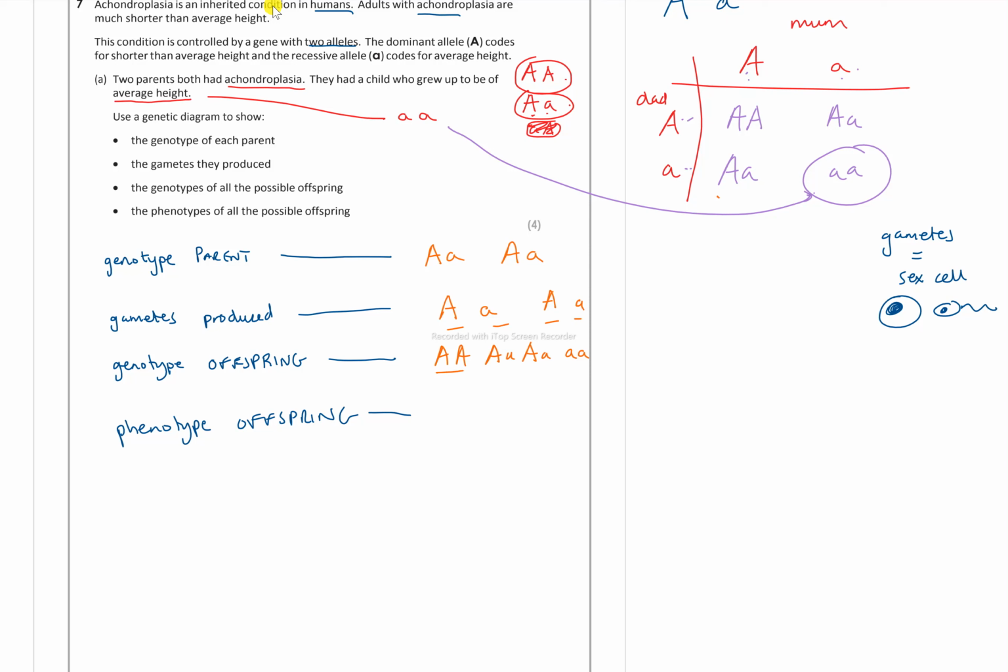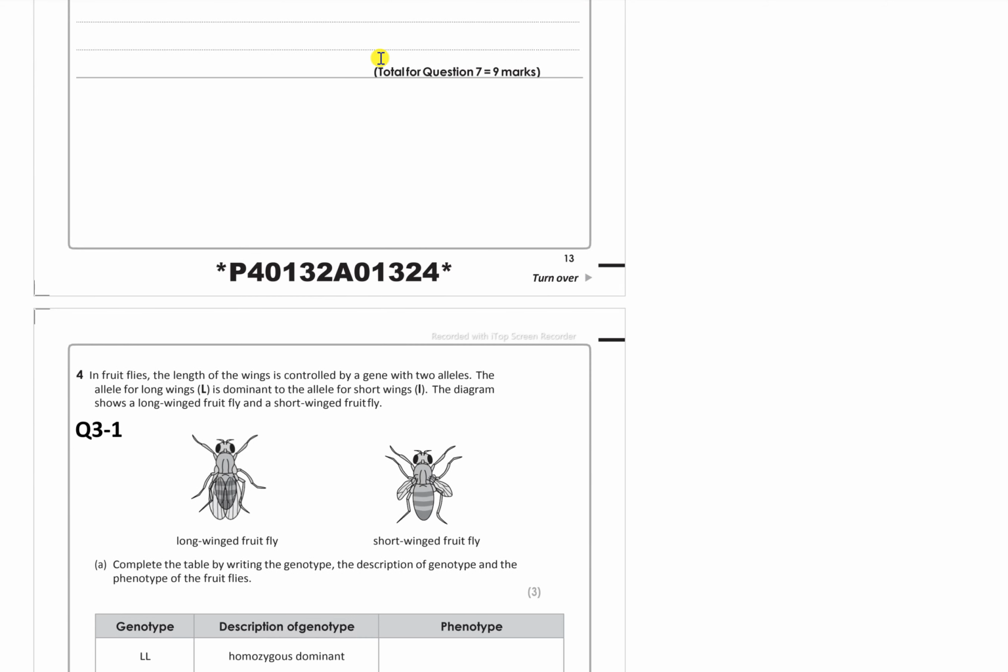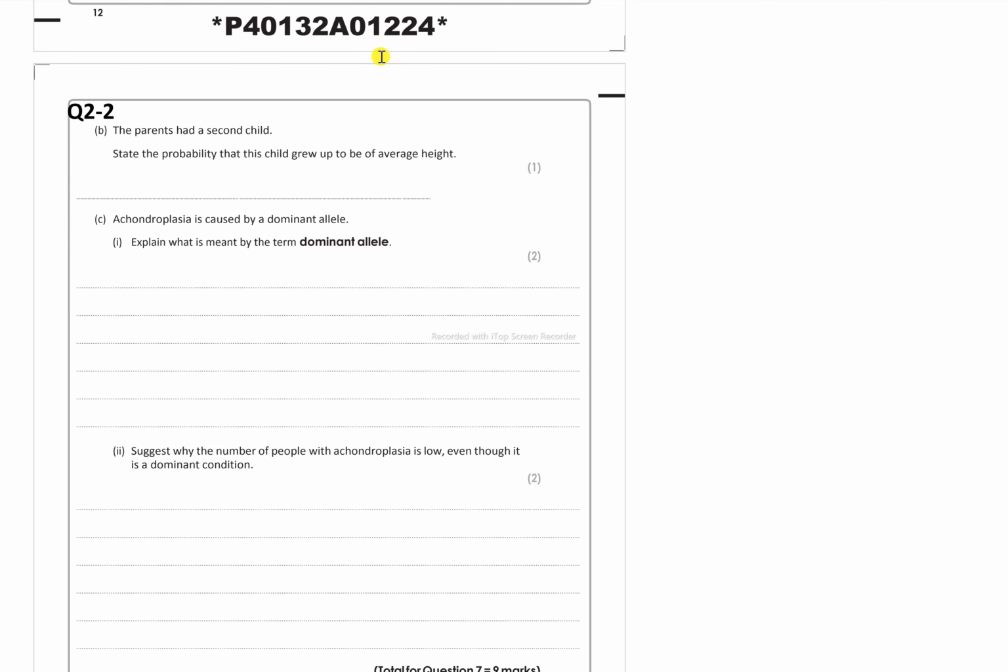And what we said was, this will be short, and that will be average size. So remember we said phenotype is how it shows up, how it looks. Okay, let's carry on with this. We'll put the others in another video. Right, okay.